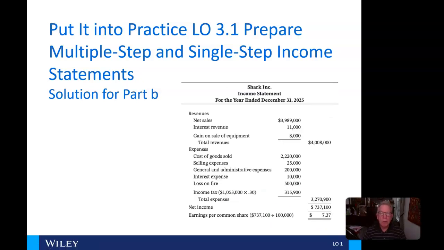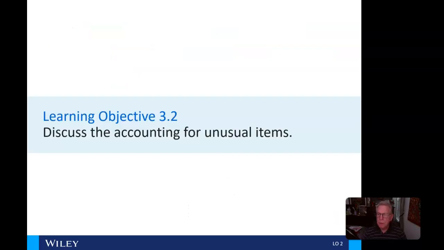Now, when we do the single step, we have to move some of these items around a little bit. So we're going to put all our revenues up here. We had interest revenue and gains. Okay, so we call that a revenue. And then we have all of our expenses here. Same net income, same earnings per common share. So I think pretty straightforward. All right, unusual items and how do we account for them?